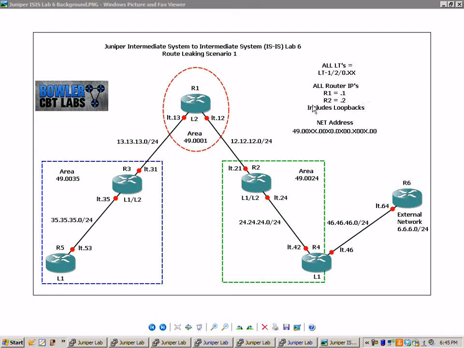Router 1 is the .1 in the fourth octet. Router 2 is the .2 in the fourth octet. And this includes our loopbacks. All of these routers have loopbacks. For instance, router 1 is 1.1.1.1, and they are all slash 24s.